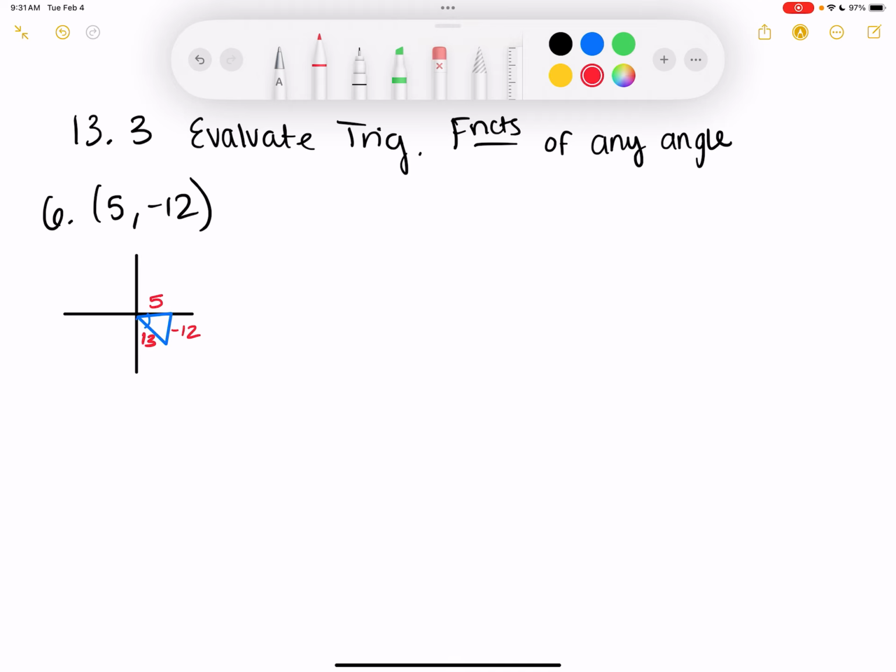All right, so now, just like what we did in section 1, sine of theta, cosine theta.